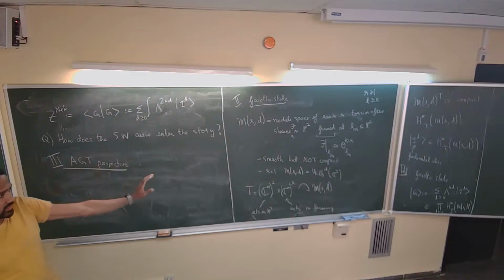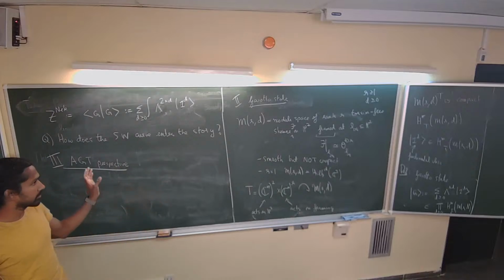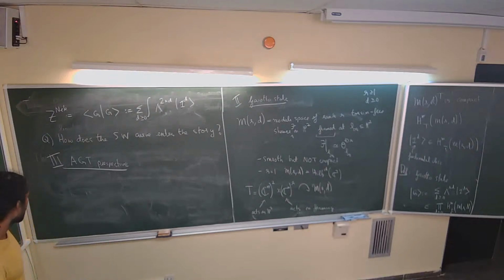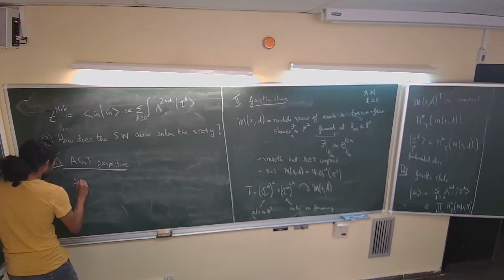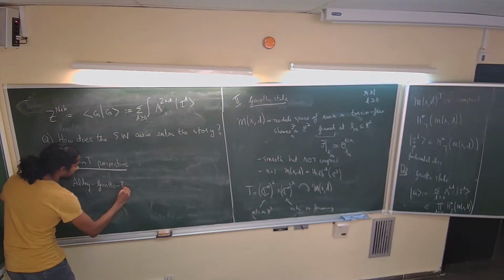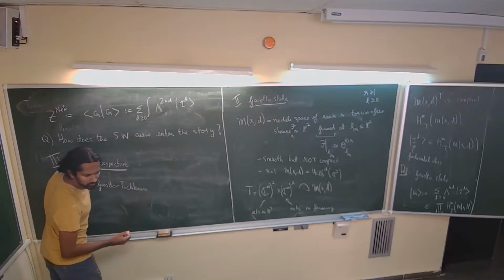Everything that I've been saying so far is about the four-dimensional side, and the Seiberg curve appears on the two-dimensional conformal field theory side. This is due to Alday-Gaiotto-Tachikawa, 2010.